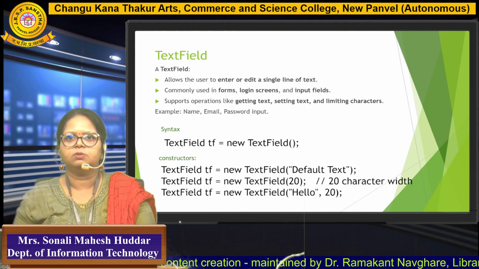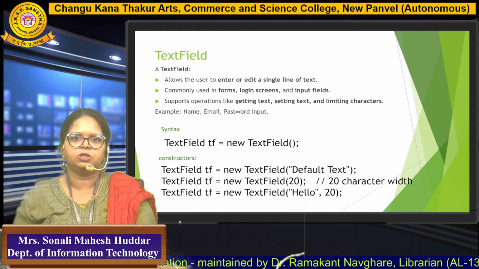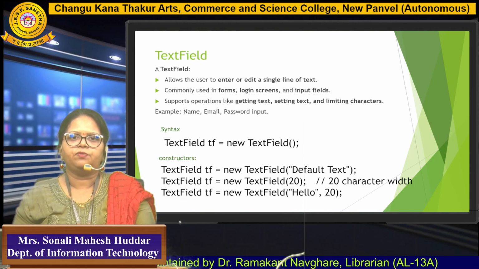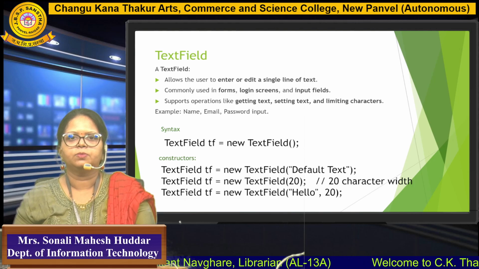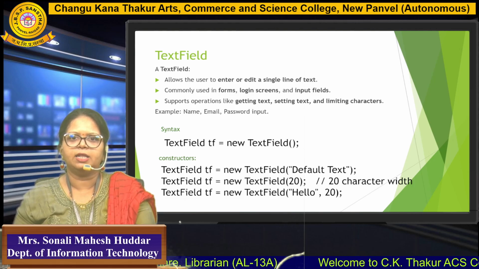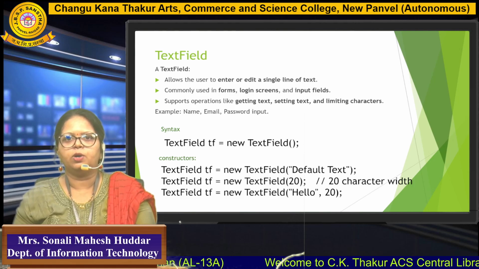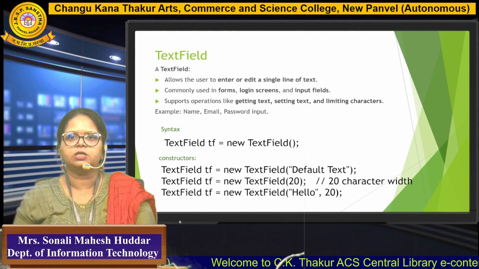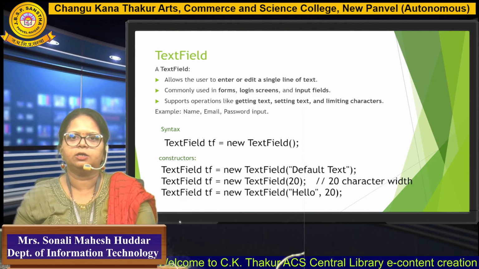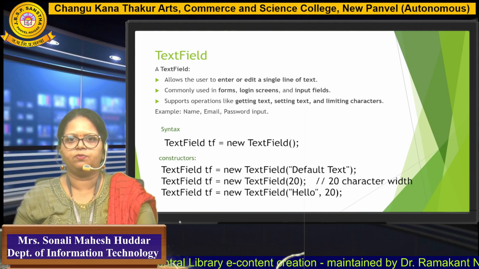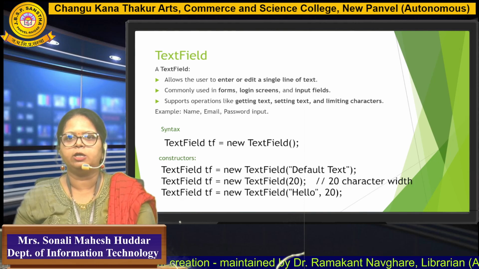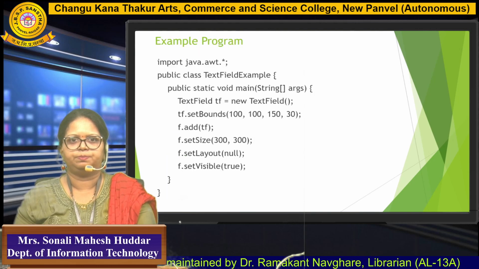So there are a total of 3 types of constructors. First one, TextField tf is equal to new TextField, which has default text for that text field. So inside that text field you have that text. TextField tf is equal to new TextField(20). Here you are setting how many characters you can enter inside that particular text field. So the total character width you are providing over here. TextField tf is equal to new TextField("Hello", 20). So Hello is the default message, and 20 is the width for your text field.